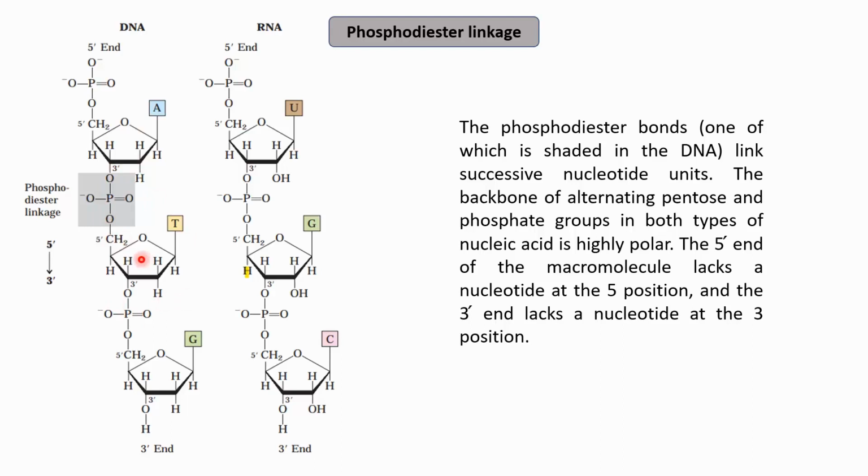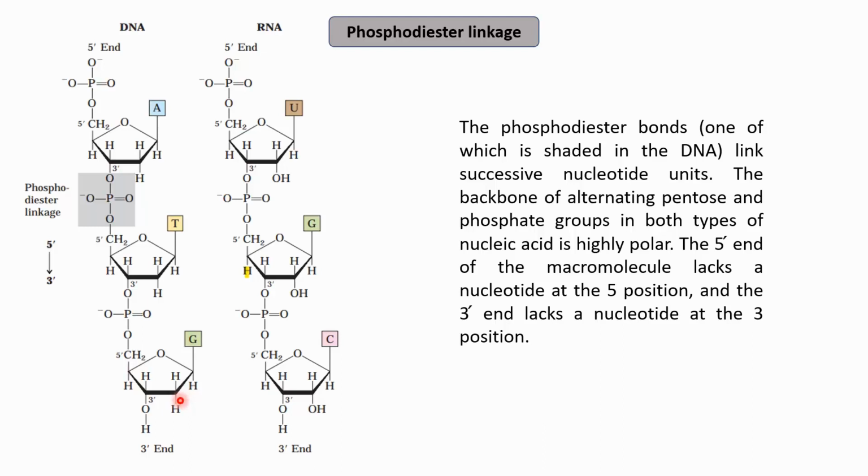Now, how do we name a 5' end and a 3' end? We can see clearly that the 5' end of the DNA lacks a nucleotide, and similarly the 3' end of the DNA also lacks a nucleotide. So when there is a lack of nucleotide at the 5' position, it is known as the 5' end, and when there is a lack of nucleotide at the 3rd position, it is known as the 3' end in case of both DNA and RNA. So this was the difference.